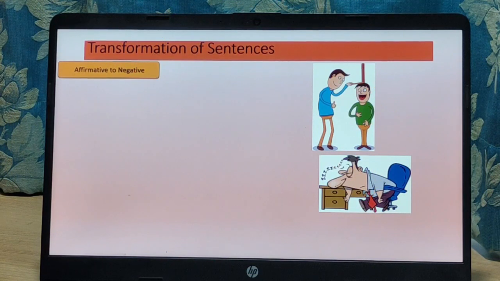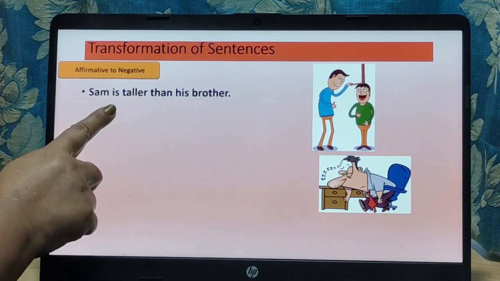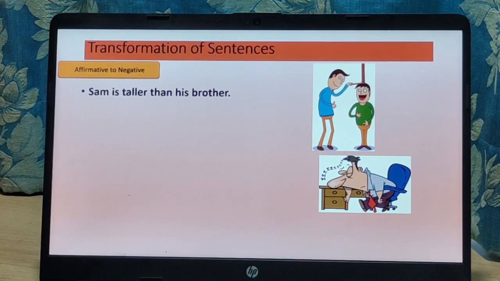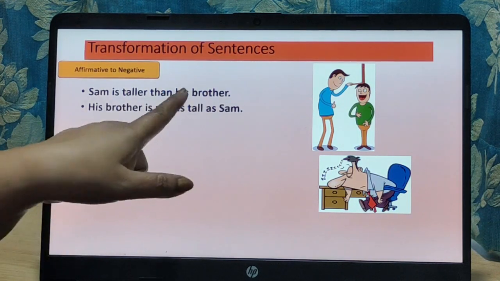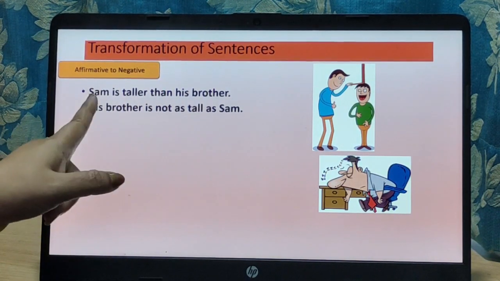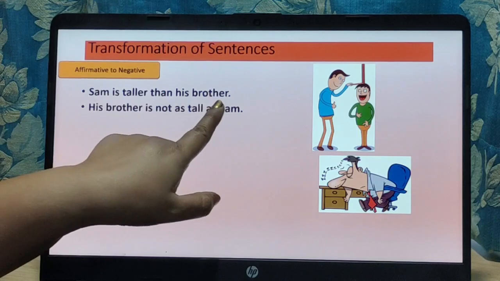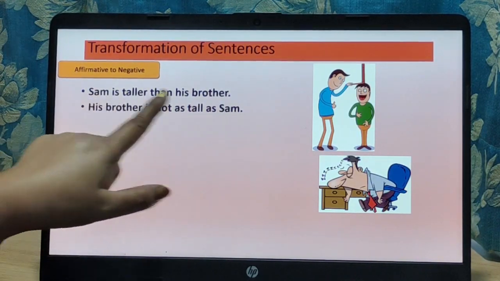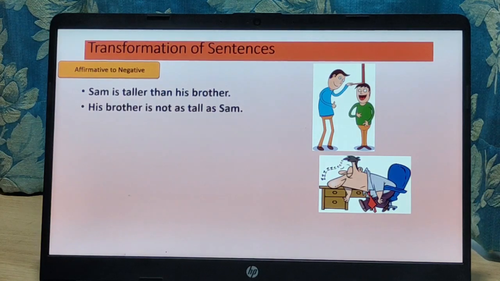Now let me talk about the second type of transformation, from affirmative to negative. Like for this sentence, "Sam is taller than his brother." There is no negative word here. I have to introduce a negative, no, not, never, to make it a negative sentence. So I just bring this part in front and take this part behind: "His brother is not as tall as Sam." The meaning is the same.